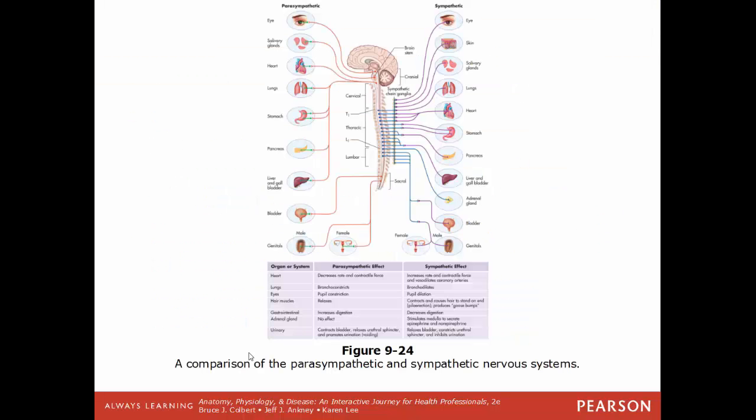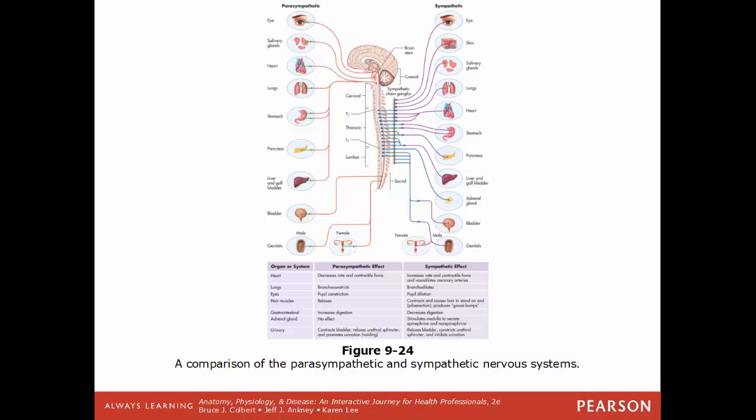Right, here's a summary or a comparison side by side, sympathetic and parasympathetic. There's some big differences here. The parasympathetic are found in the cervical and the sacral regions, which is different from the sympathetic, which are found in the thoracic and lumbar regions of the spinal cord. In this chart, you also find the sympathetic and parasympathetic effects on various organs, like the heart, like the lungs, the eyes, and urinary system, and so on.